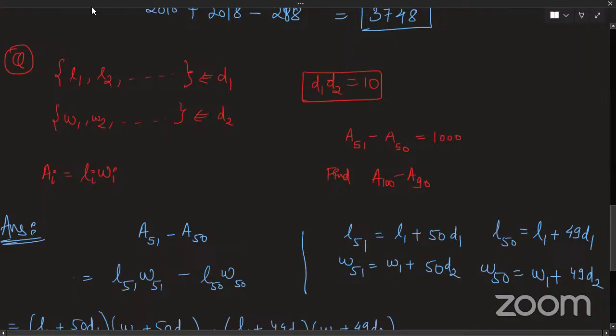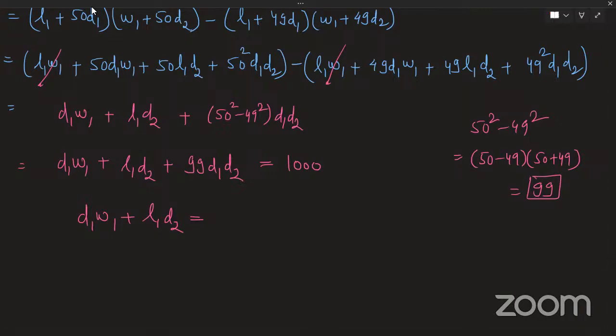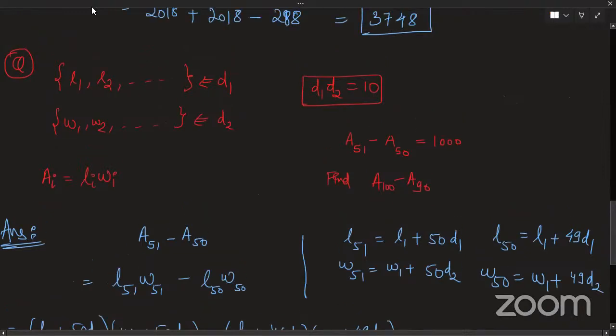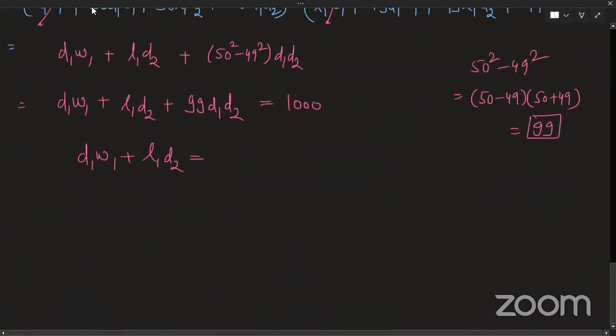So A51 minus A50. Can you tell me what is the value of D1 W1 plus L1 D2? It is 1000 minus 99 D1 D2. D1 multiplied by D2 is already given to you as 10. So it is 1000 minus 99 into 10, right? So it's not 100, it is 10, I guess. Yes, it is 10.